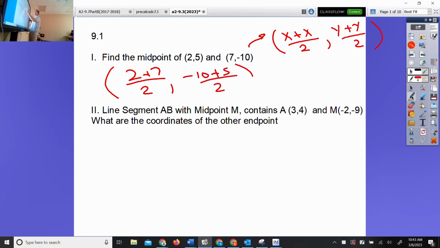Order doesn't matter with addition. We don't distinguish x1 and x2 and so forth because it doesn't matter with addition what your order is. But anyways, you can do it as a decimal if you want. You can do it as a fraction. I personally just leave things as fractions. And that's midpoint.